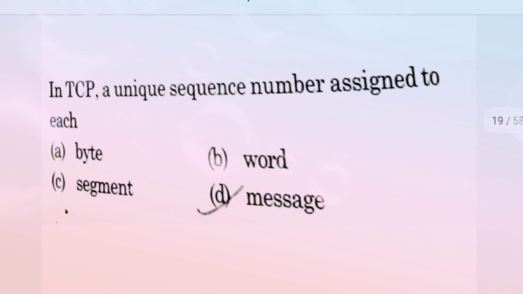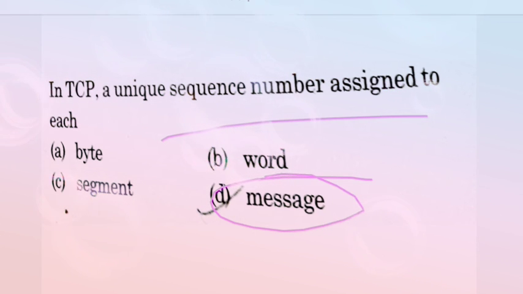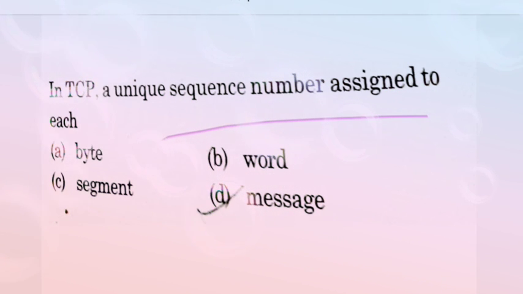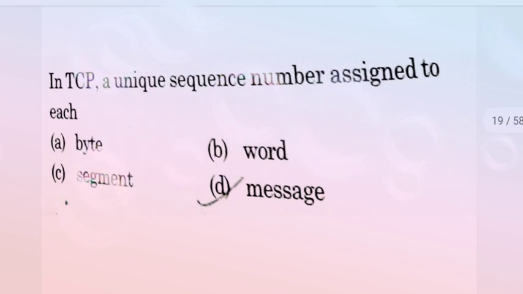In TCP, a unique segment number is assigned to each, and this is called the message. Okay, so message is your correct answer. Option D is your correct answer. Now come to the next question.